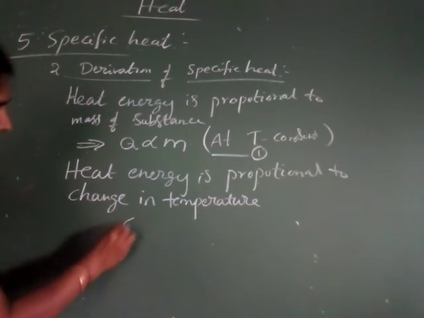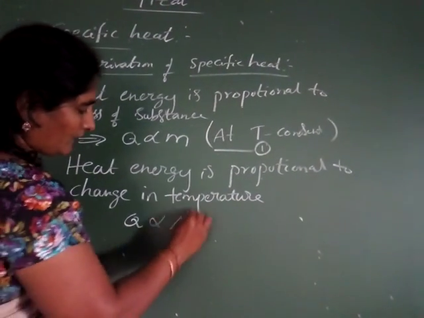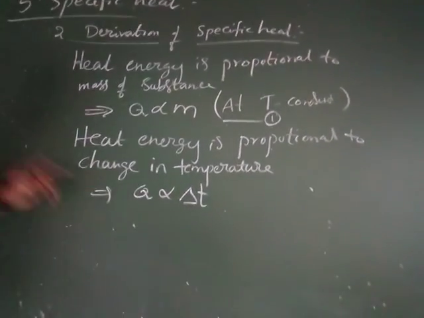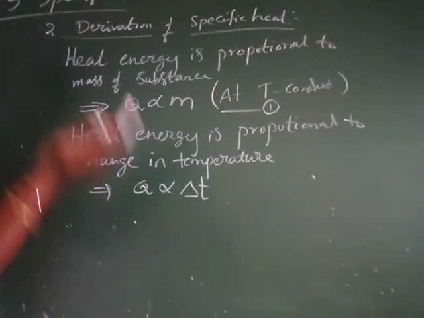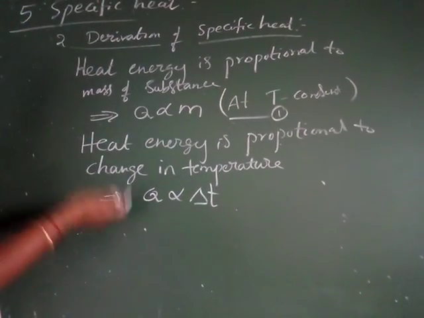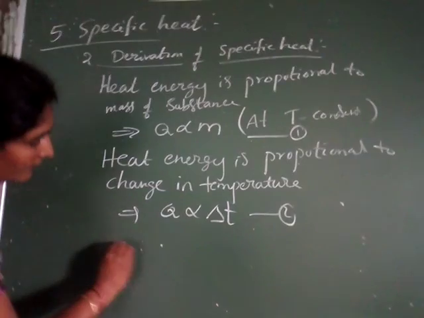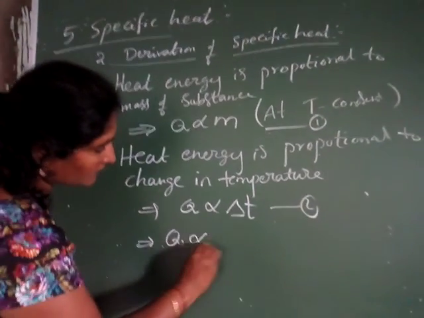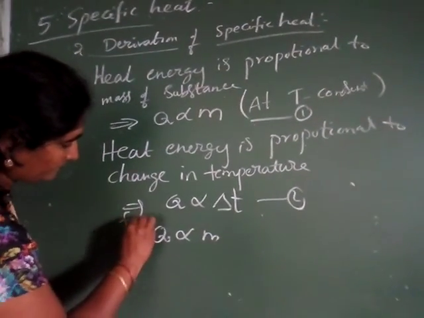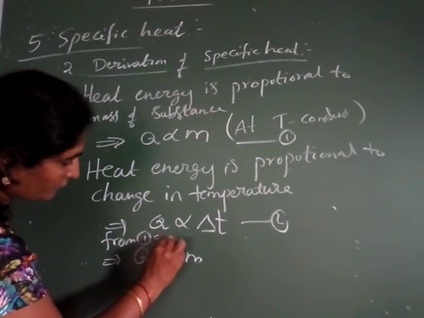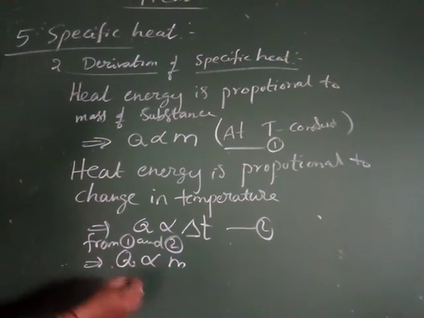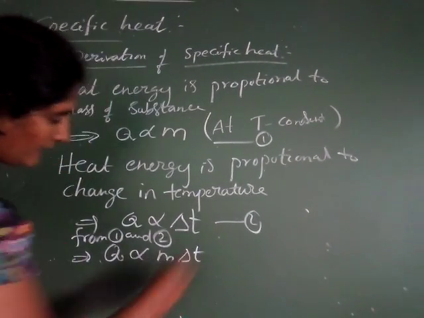Then you can write here Q is proportional to delta T. Yes or no? If you raise Q, automatically the rise in temperature will increase. This is the second equation. From 1 and 2, you can write Q is proportional to M into delta T.